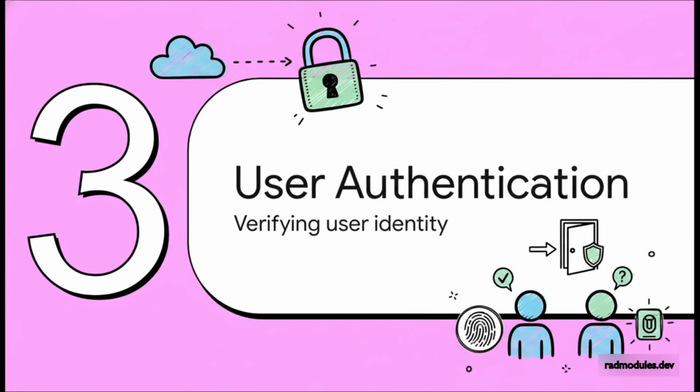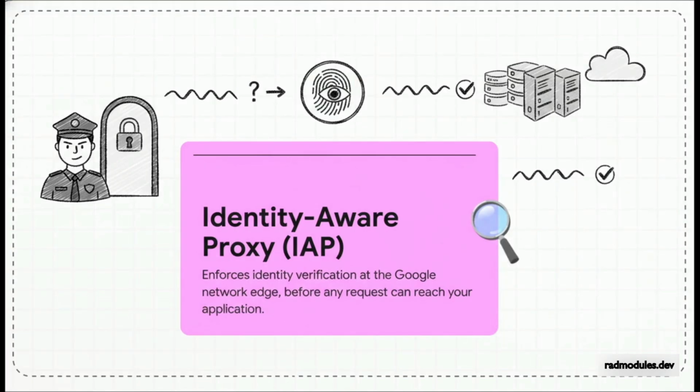Okay, so we've got our identities all set up. Now the next question is, how do we make sure they really are who they say they are each and every time they try to access something? That's where user authentication comes in. And the hero service here is Identity Aware Proxy, or IAP.